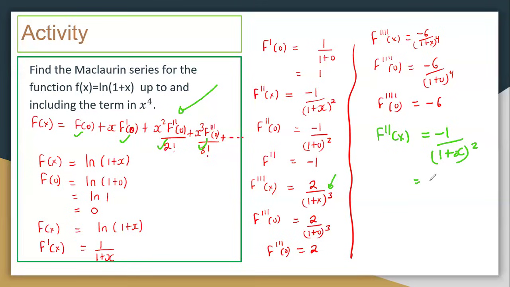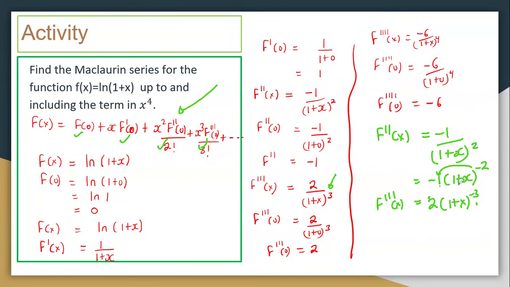So this becomes negative 1 out of 1 plus x, power negative 2. Now, the chain rule: when I differentiate this, I can have this power dropped. So I have negative 1 times negative 2, which gives us a 2. Now, this power, I reduce by 1, which gives us negative 3, times.